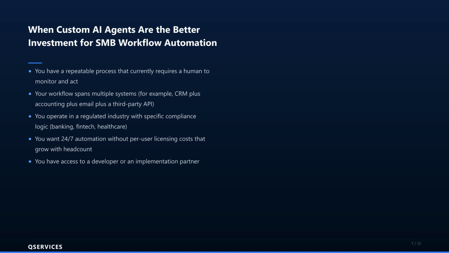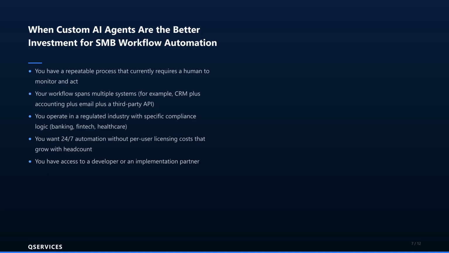Custom AI agents for SMB workflow automation make sense when the problem is not about helping people work faster, but about replacing manual steps altogether. This is where the real operational savings show up. Choose custom agents when you have a repeatable process that currently requires a human to monitor and act. Your workflow spans multiple systems, for example, CRM plus accounting plus email plus a third-party API. You operate in a regulated industry with specific compliance logic, banking, fintech, healthcare. You want 24/7 automation without per-user licensing costs that grow with headcount. You have access to a developer or an implementation partner.